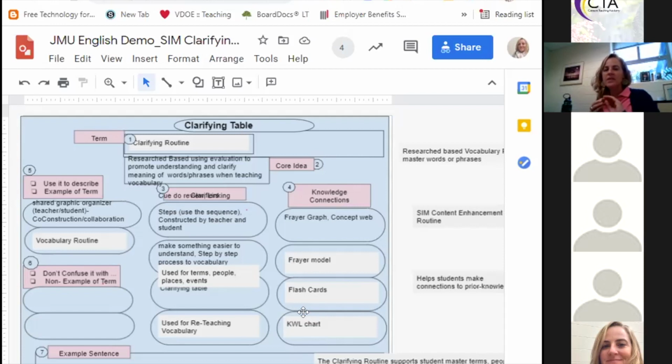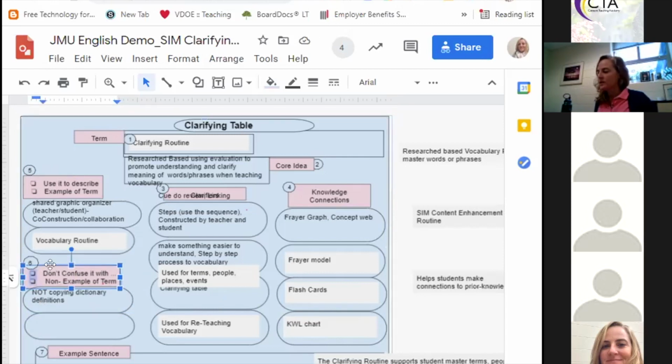What would be the things that it is not? It's a vocabulary routine, but it is not a clarifying routine if it doesn't do what? I like this. It is not copying definitions. And in these little places, it's hard to do it on here, but you could actually check below: is this an example or is it a description? On the computer, it's a little too hard to get to those, but those would be different places where you could put in check marks.